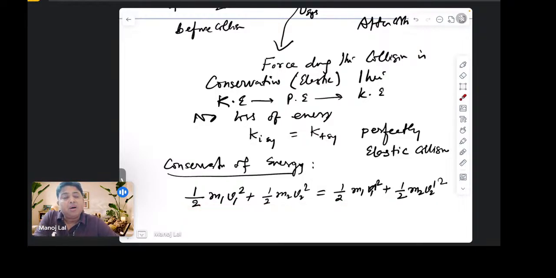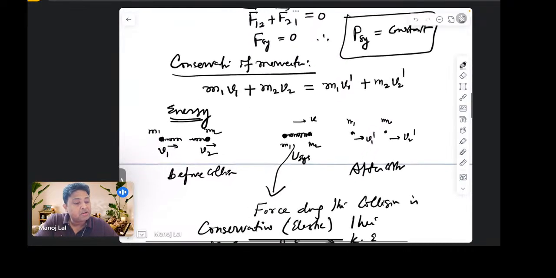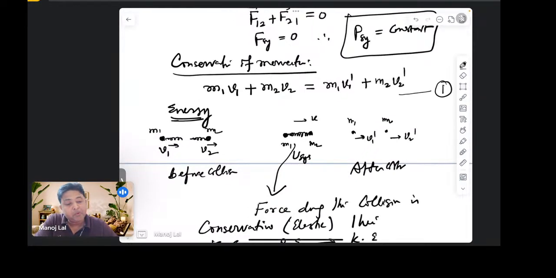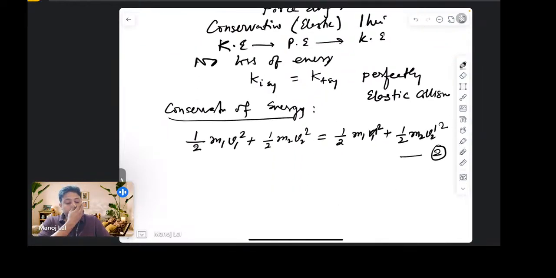If you take any problem and solve it, you will get the value of v1 and v2 from that. So with the help of these two equations, this is equation number 2 and this is equation number 1, the momentum, we can solve the value of v1 and v2 for any problem because two equations are there and two unknowns are there.